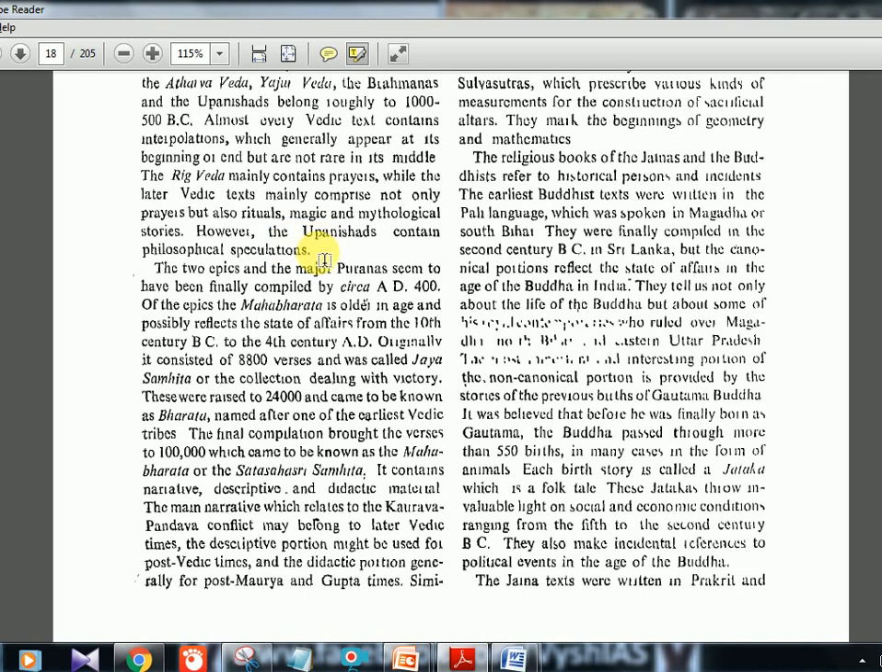However, the Upanishads contain philosophical speculation. Upanishad is something like sitting near and compiling; that is the literal meaning. So it will have the speculations or a little more analysis of whatever happened in the Vedas. It's a later phase. Upanishads will come in the later phase. Now again, they're telling about the Mahabharata.